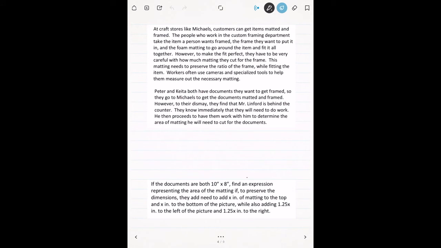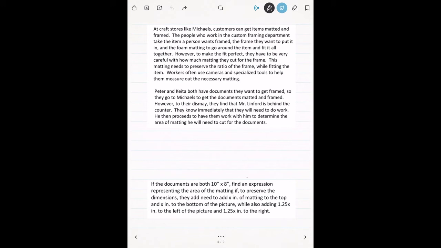Let's continue on by now talking about a similar application. I don't know if many of you get things framed, but oftentimes people want to take very important documents like diplomas and degrees and certificates, or if they buy very special paintings and artwork, they want to take these things and get them framed. So at Michael's craft store, and no, I'm not sponsored by Michaels, just pointing that out. At this craft store, customers can get items matted and framed at the custom framing department.